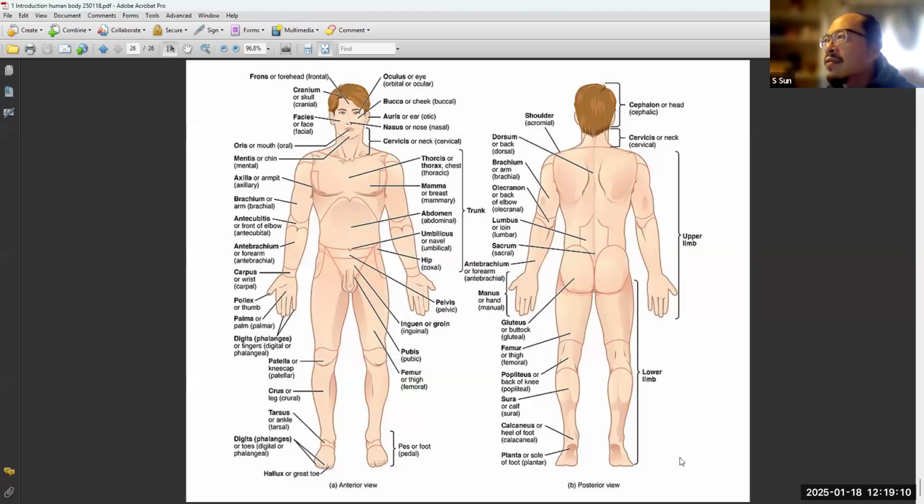So we have a lot of terminology. The way to memorize it is repetition. Basically, just look at it and name it. This is the beginning of our lecture and the beginning of our human body, and those are the major regions that we need to be familiar with. All right, so that's for the lecture.